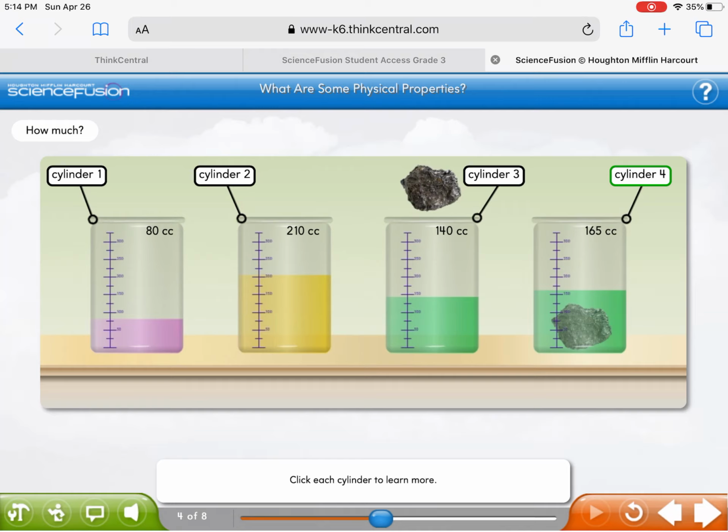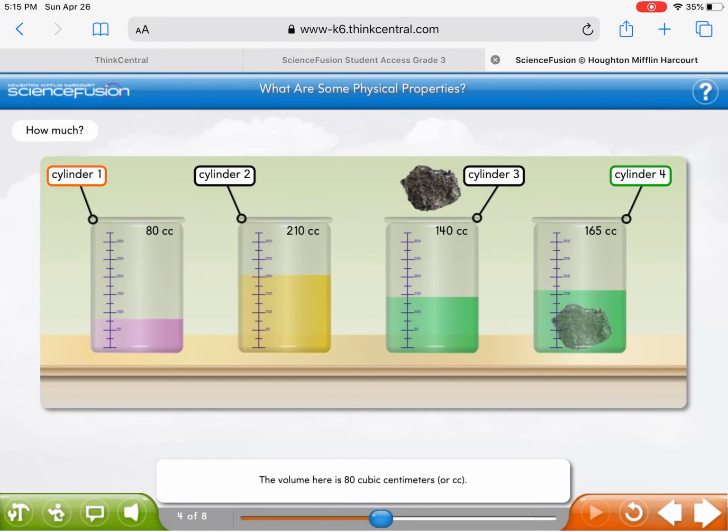So here's our first cylinder with the purple liquid. If you pour the water into a graduated cylinder, you can measure the volume. The volume here is 80 cubic centimeters, or cc. So it's like a number line up the side of the beaker over here. Down at the bottom it starts at 0, and then each of the big longer lines is up by 50. So 50, then 100, then 150, then 200, 250.